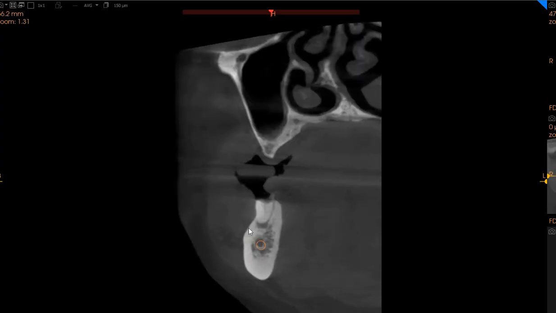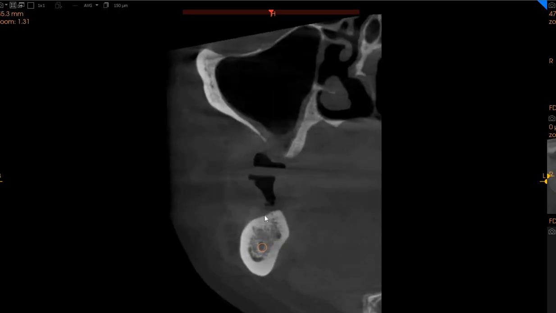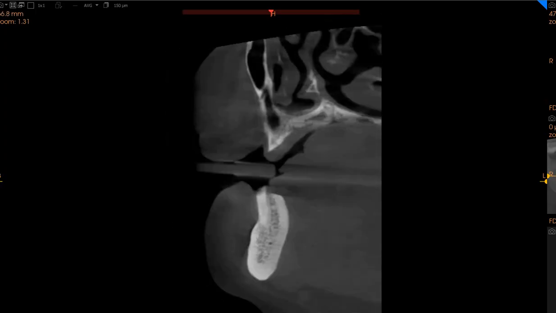This is the 5 region. Again, we've got 6 millimeters of width with 9 millimeters of height. Very limited bone in the 6 region because of the shape and the height of the mandible. Just 5 millimeters of ridge width with approximately 7 millimeters of height.